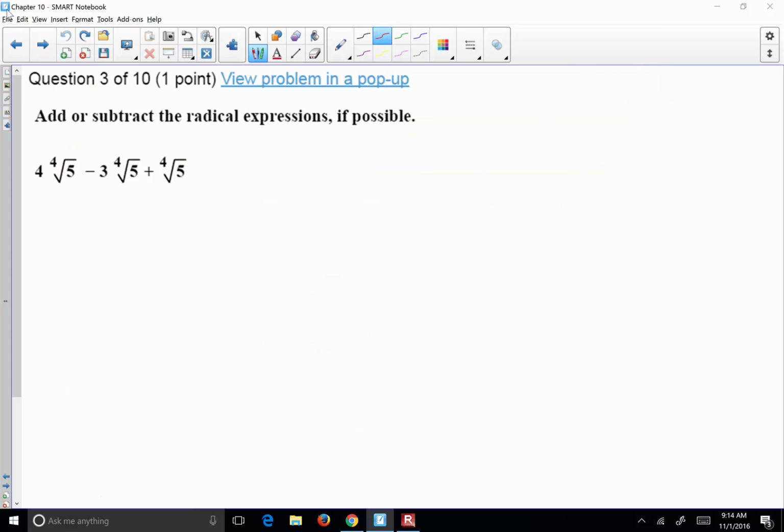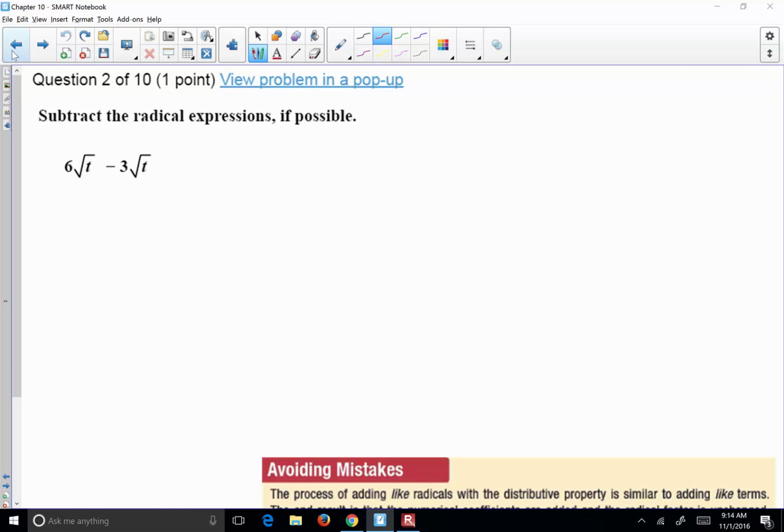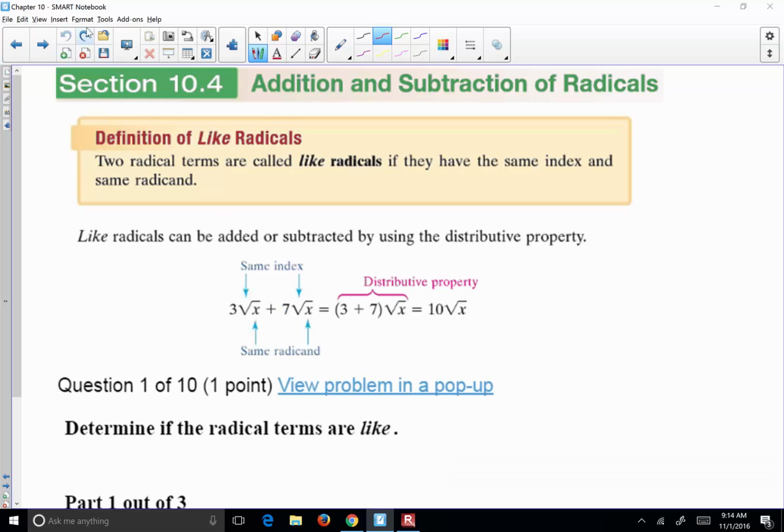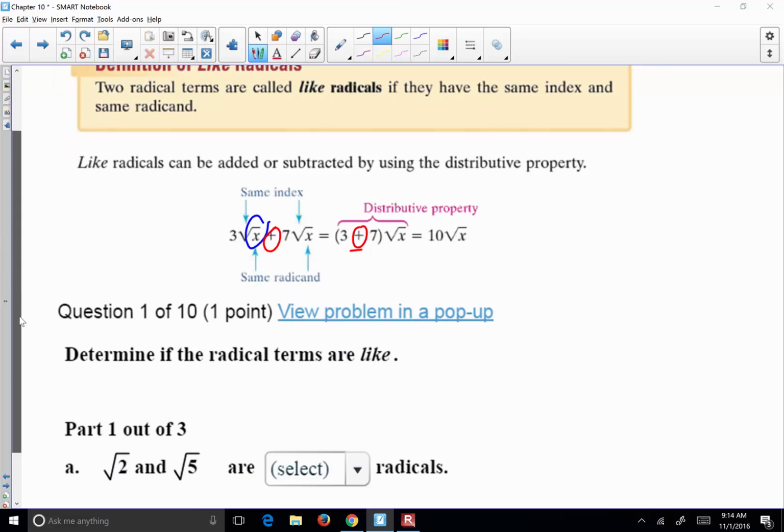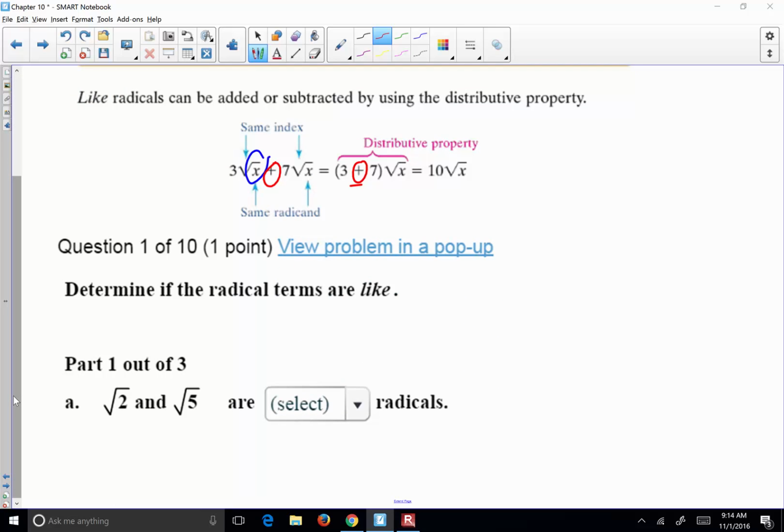Subtraction is the same. If you see a minus sign right here, then you will just make that a minus sign, and it becomes a subtraction. Alright? So let's first practice whether you understand what like radicals mean.